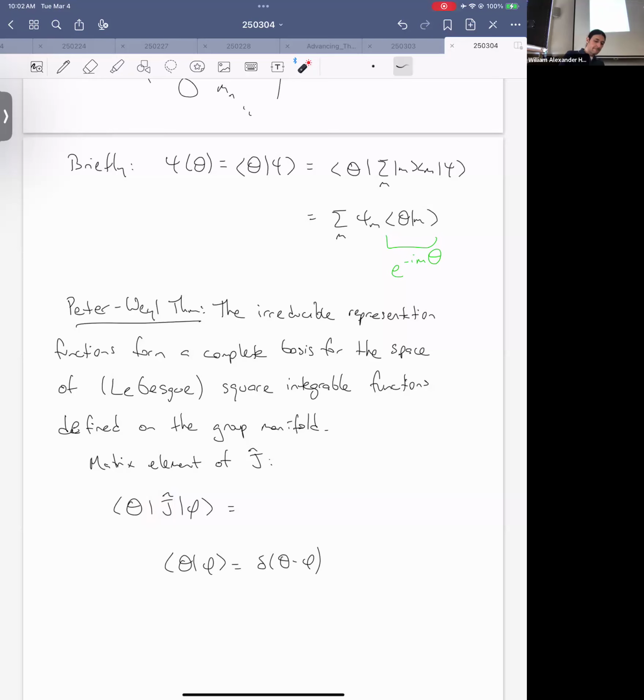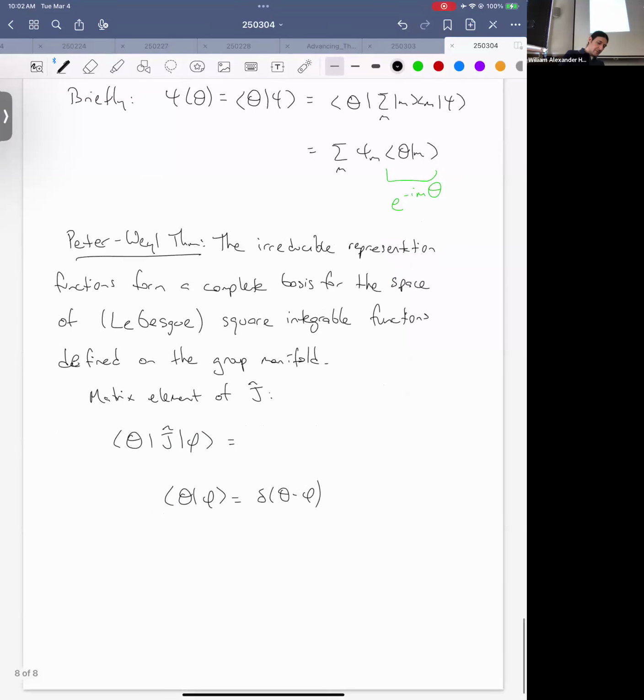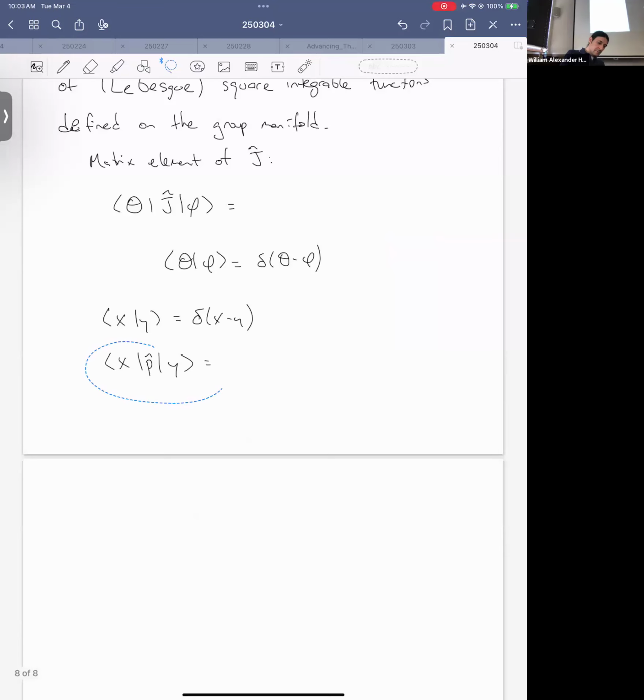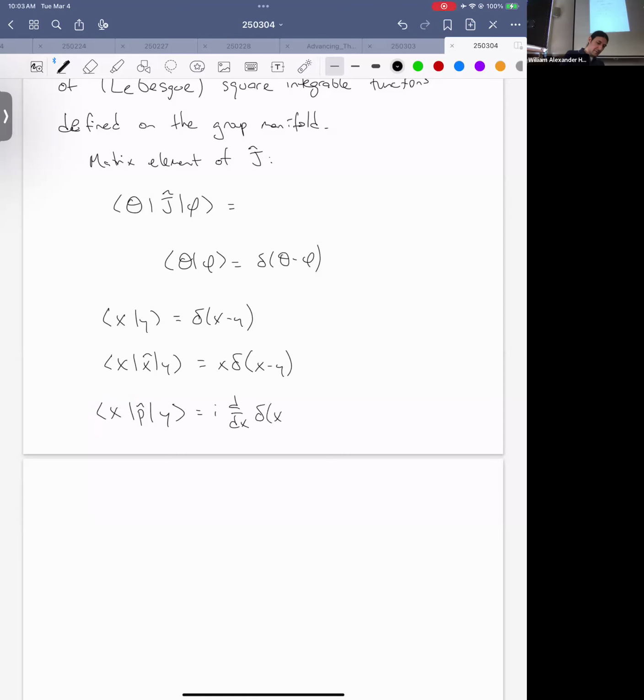But how do I do that here? So when we had this, what was this equal to? Eigenvalue y times delta. Now, if I had the x operator, for which x and y are eigenstates, I'm going to get an eigenvalue and then the Dirac delta. Exactly. So this is i d by dx delta x minus y, up to possibly a sign up front, but I believe that's correct.